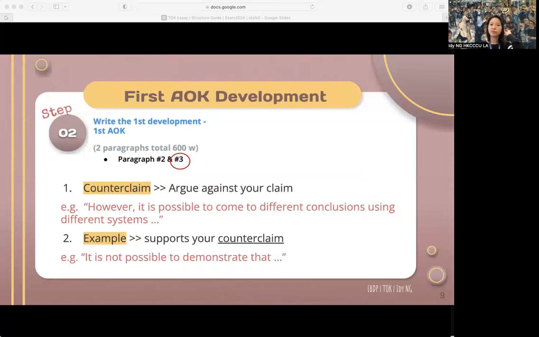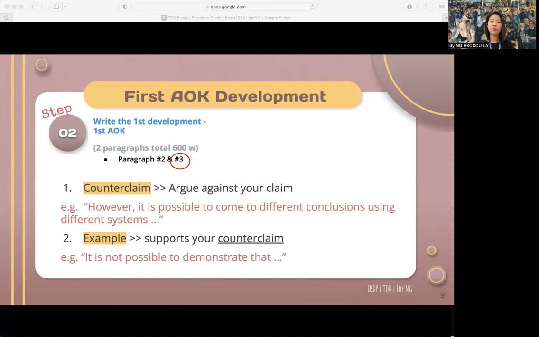Now paragraph number 3, continue. Counterclaim. Argue against your claim above. All right, you can go like this. You can start with however. It is possible to come to a different conclusion using a different system of mathematics.